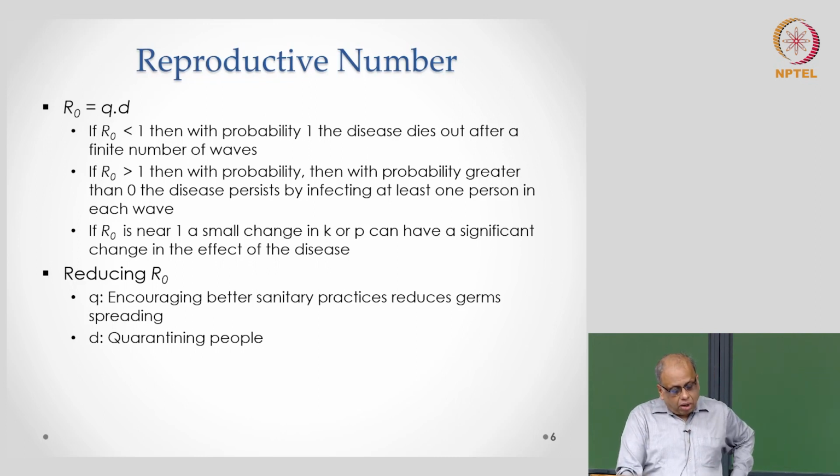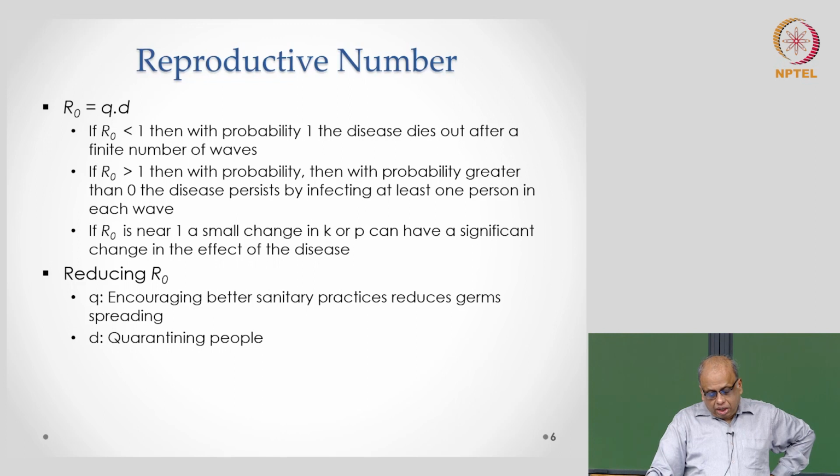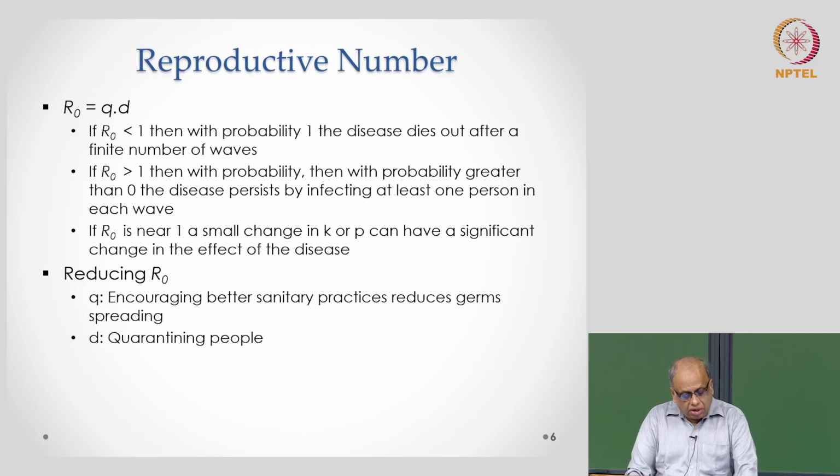Okay. And so how can you reduce this reproductive number? So obviously there are two parts, one is Q, one is D. So for controlling Q: Q is the probability that the disease will spread. And so for that you can, for example, have better sanitary practice, so that one person who is contacted won't get infected. Obviously the pathogen itself will have some characteristics for Q, but you can have better sanitary conditions so that the germ won't spread. And of course D, the number of people an infected person comes in contact with, that can be stopped.